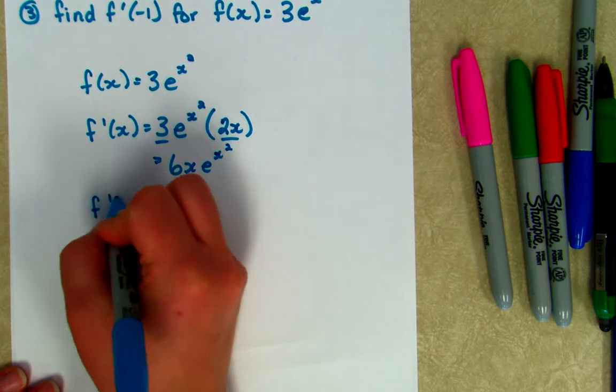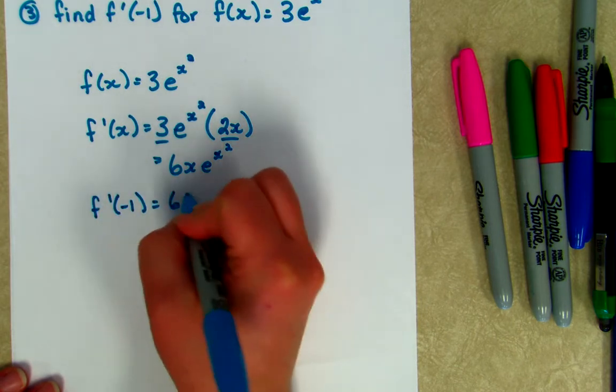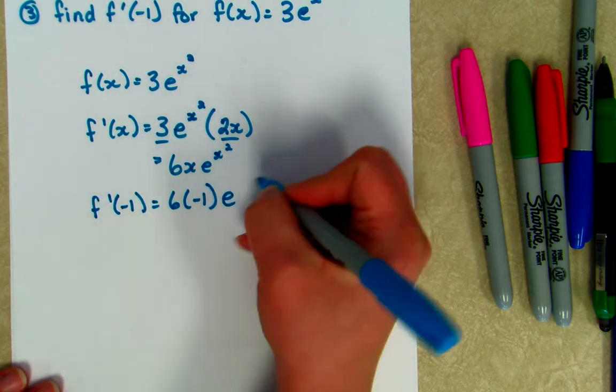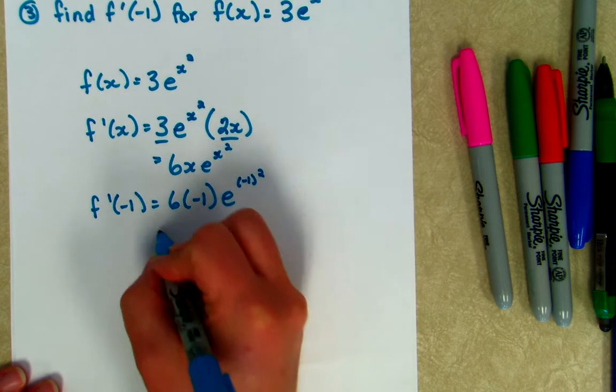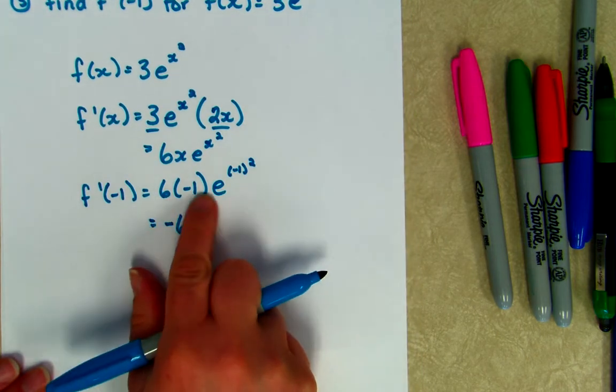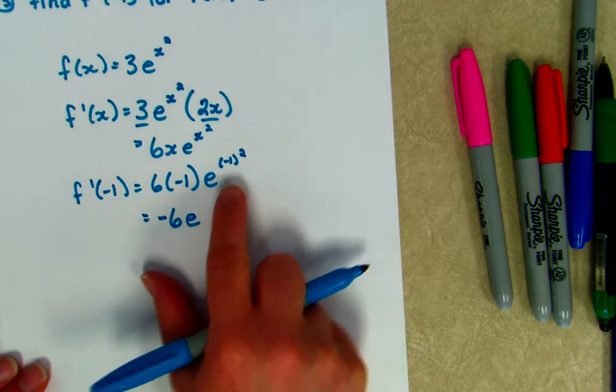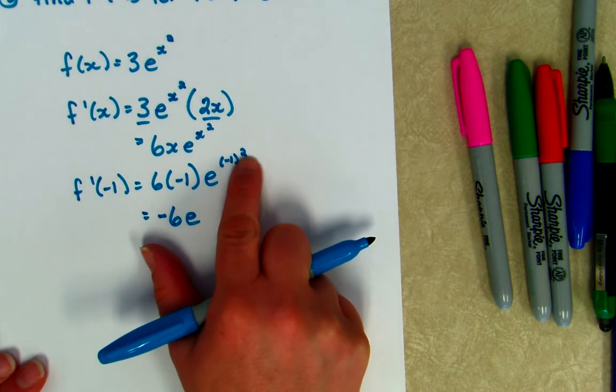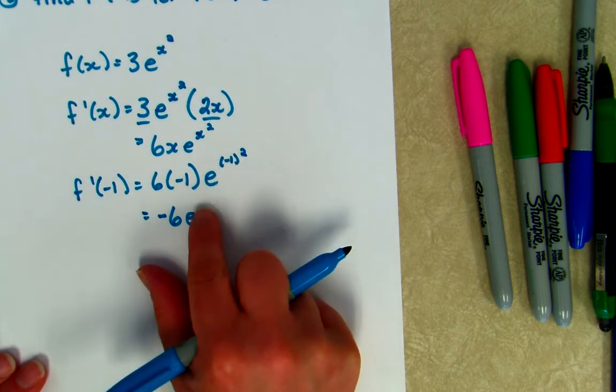So now I can sub in negative 1. So that gives me 6 times negative 1, e to the negative 1 squared. So that's going to give me negative 6e. 6 times negative 1 is negative 6, and negative 1 squared is positive 1. E to the positive 1 is e.